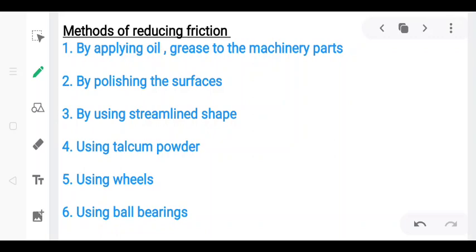And lastly, ball bearings are used in machines to reduce friction. These are tiny steel balls. If you ever went to repair your cycle, you have seen the tiny steel balls, called ball bearings, often placed between the moving parts of machines, which reduces friction and saves a lot of energy.